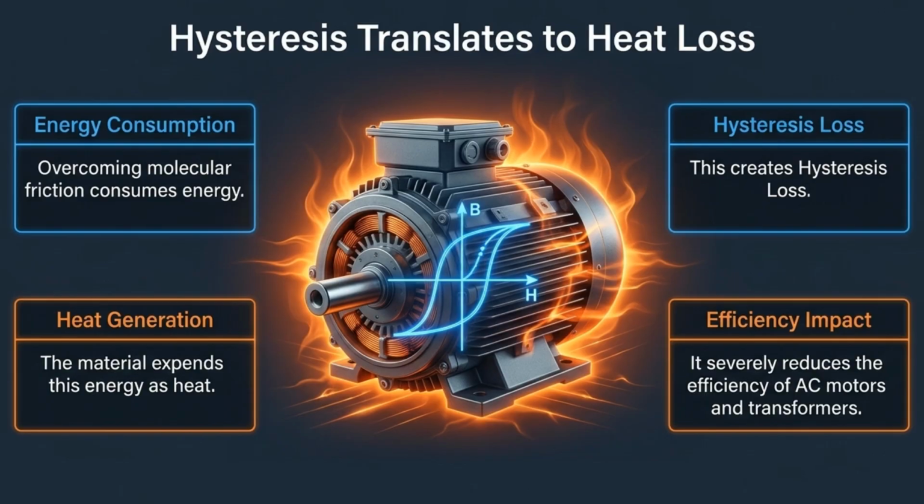Hysteresis translates directly to heat loss. Overcoming molecular friction consumes energy, which the material expends as heat. This hysteresis loss severely reduces the efficiency of AC motors and transformers.